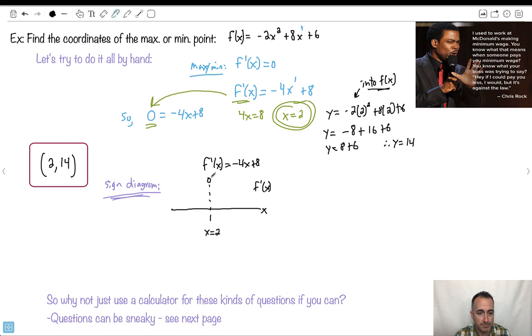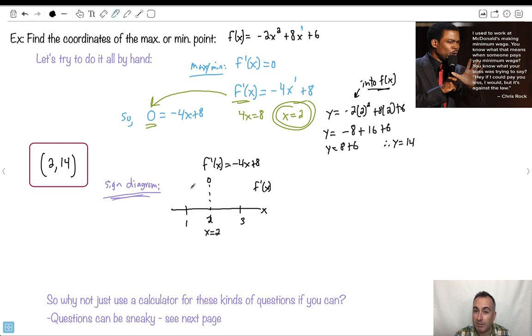So that works. I've got to check a point to the left of it. What's something to the left of x equals 2? Maybe I'll check at 1 and I'll check at 3. At this point right here, I'm just checking over here. What's the gradient do?